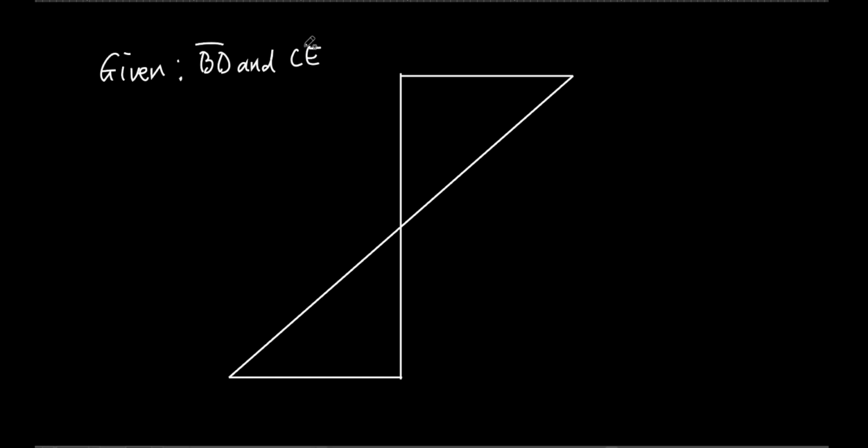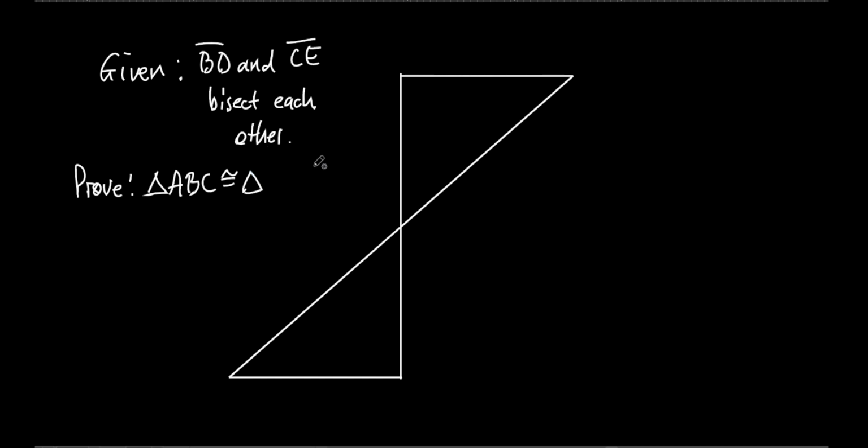CE, they bisect each other. This looks like a DNA string. Yeah, kind of. And what we're trying to do is we're trying to prove that triangle ABC is congruent to triangle ADE.